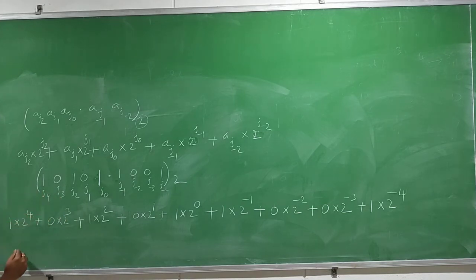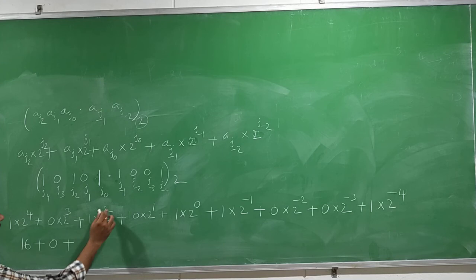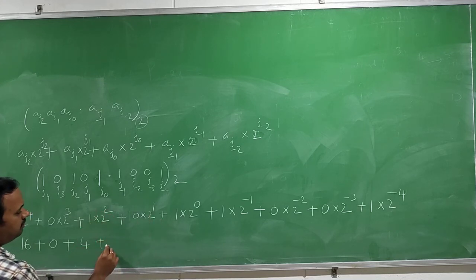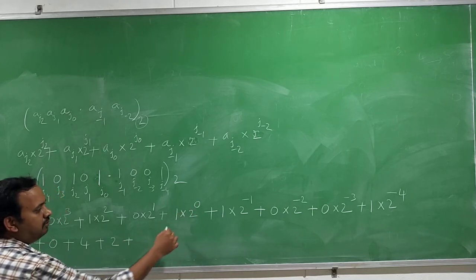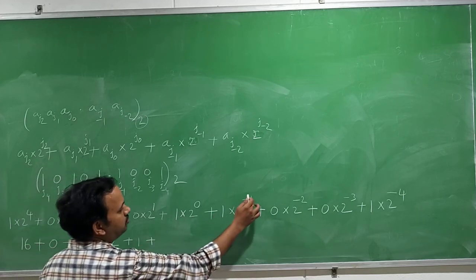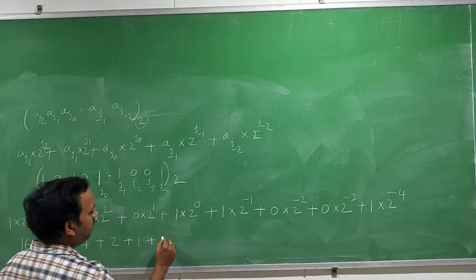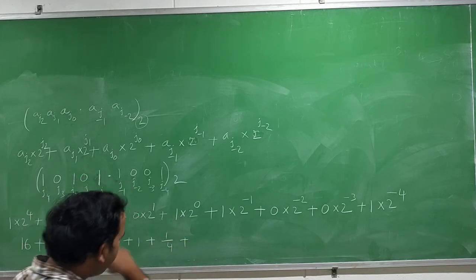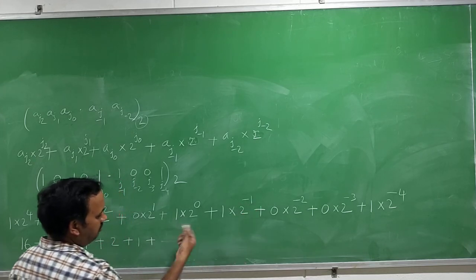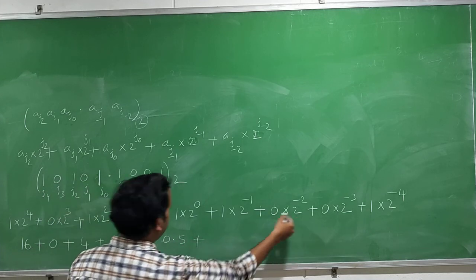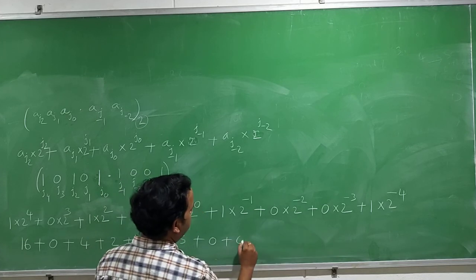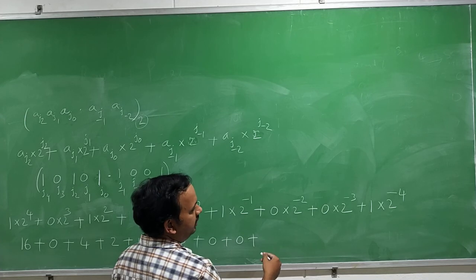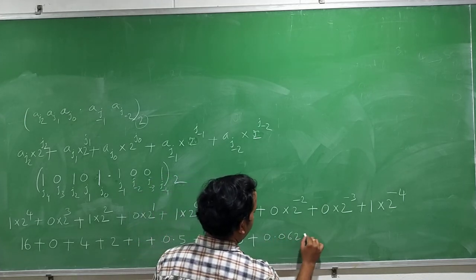Now 1 into 2 power 4, what will you get? 16. 1 into 2 power 4 you get 16, plus 0 into 2 power 3 becomes 0. 1 into 2 power 2 you get 4, plus 0 into 2 power 1 you get 0, plus 1 into 2 power 0, 2 power 0 means 1, so it is 1, plus 1 into 2 power minus 1, you get 1 by 2, that is 0.5, plus 0 into 2 power minus 2 is 0, 0 into 2 power minus 3 is 0, and 1 into 2 power minus 4 means 1 by 16, which is 0.0625.